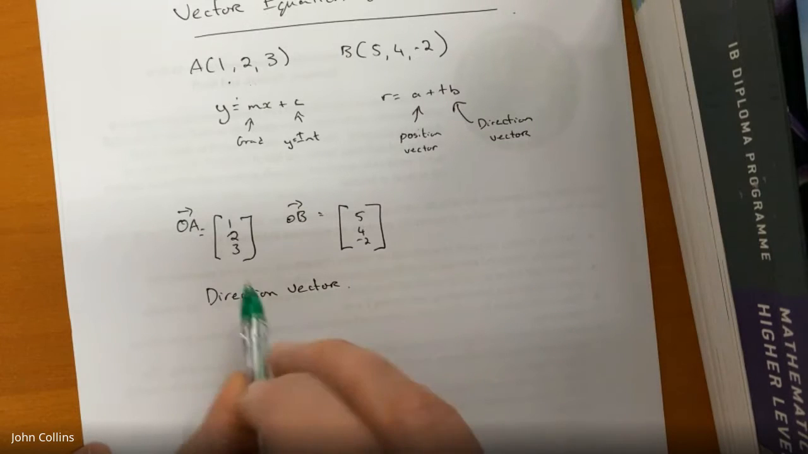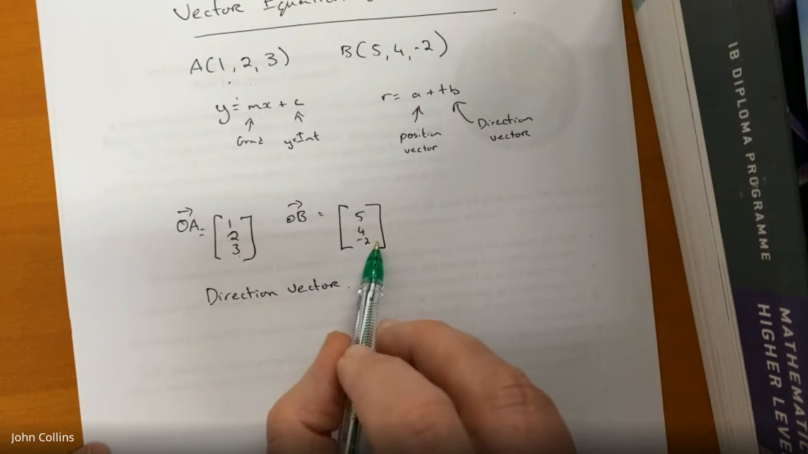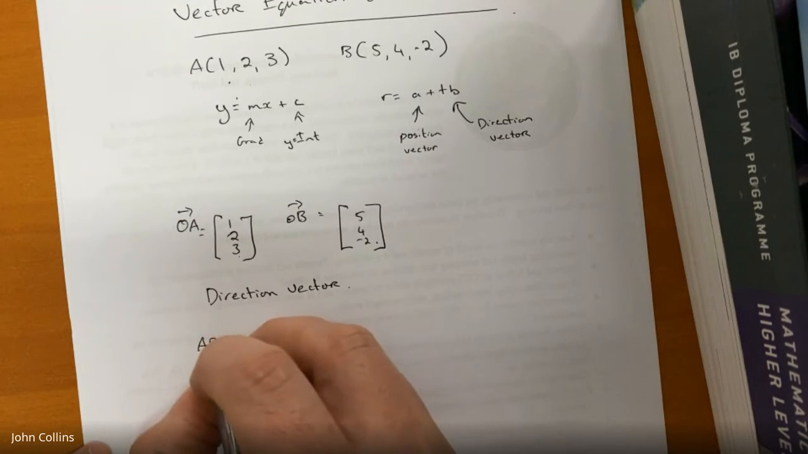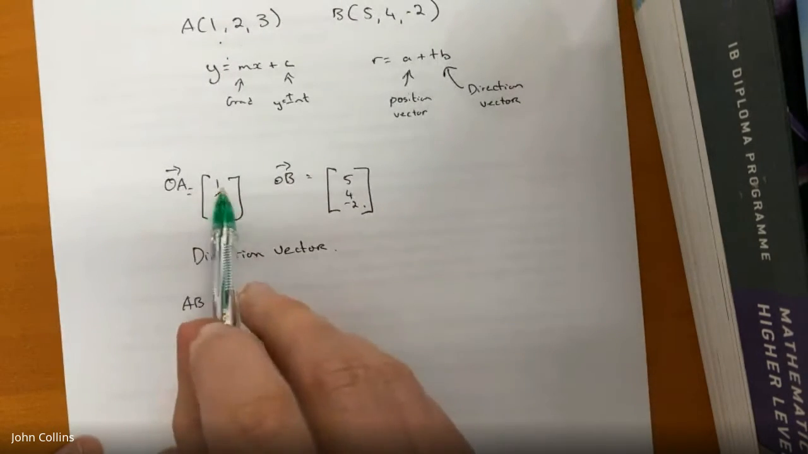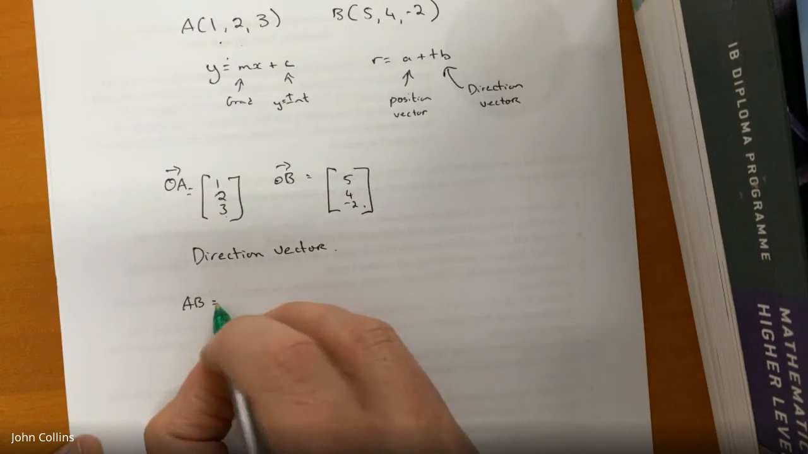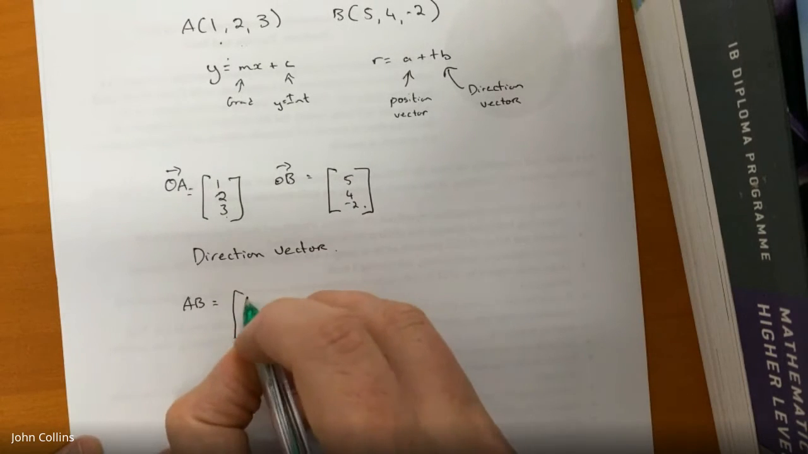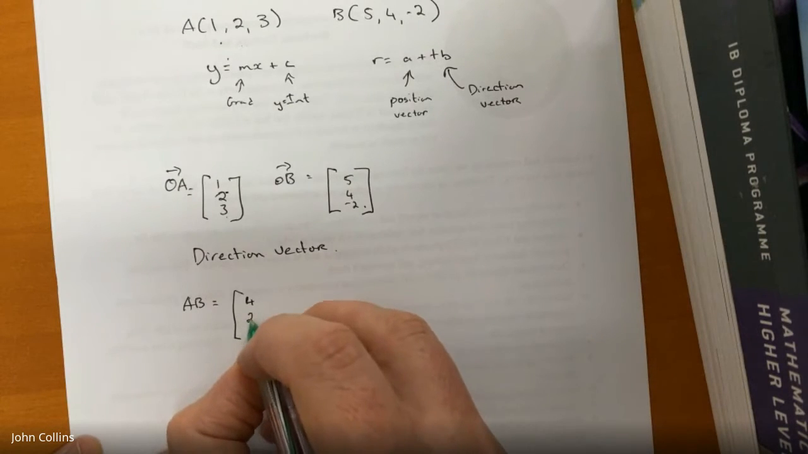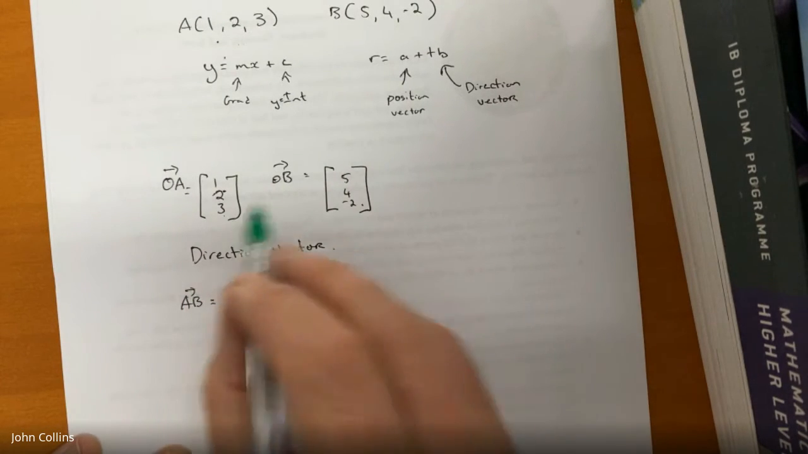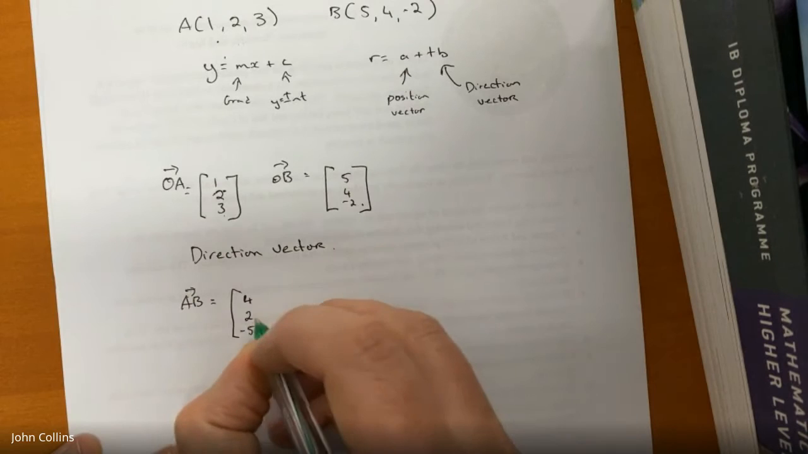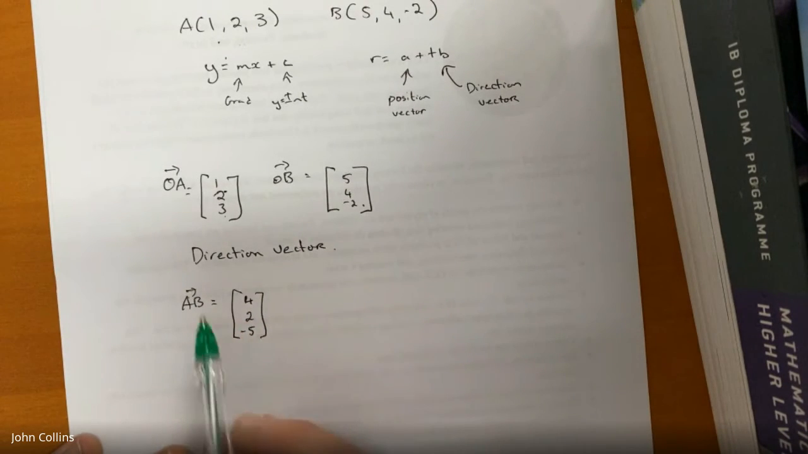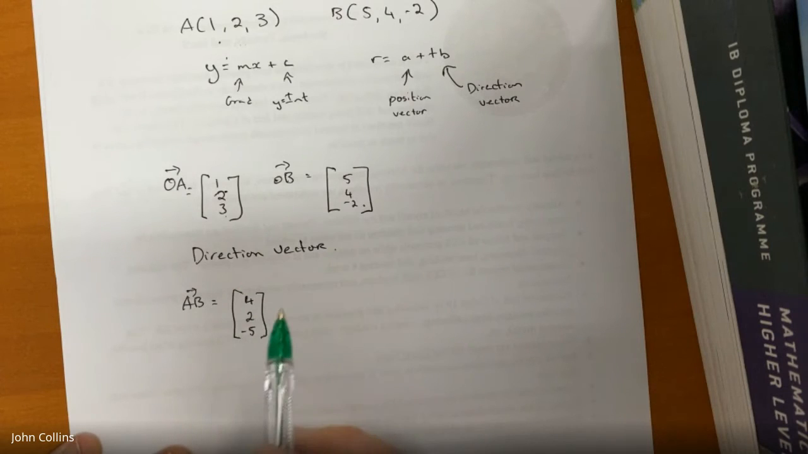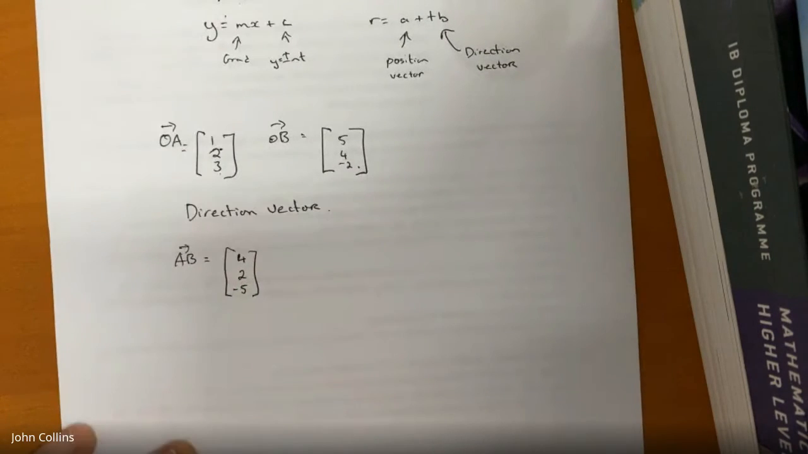So that would be getting, how would it get from here to here? Okay, so often for AB, I just think of it as jumps. From 1 to 5, what's the jump there? It's an increase of 4. From 2 to 4, what's the jump there? It's an increase of 2. And from 3 to minus 2, the jump is a decrease of 5. So that's the direction vector between A and B. Now, there is a formula for that where you do subtraction and stuff, but probably not necessary.